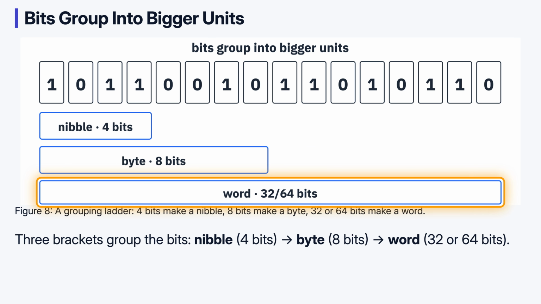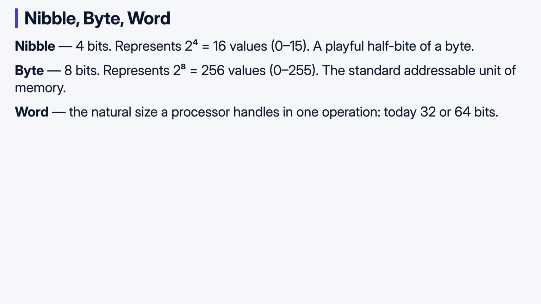The largest is the word: 32 or 64 bits on modern machines. A 32-bit word is 4 bytes, and a 64-bit word is 8 bytes. Let's pin down the three names. A nibble is 4 bits. It can represent 2 to the 4th, which is 16 values, 0 through 15.